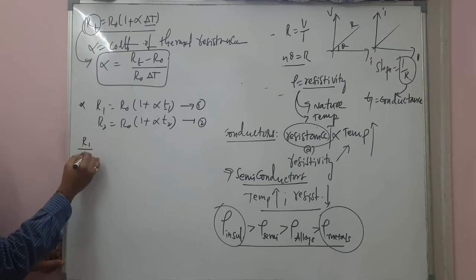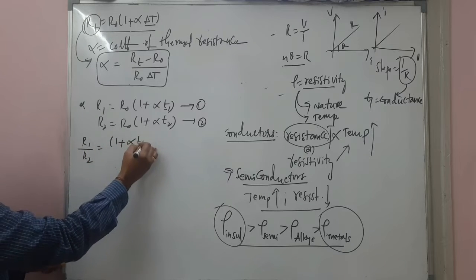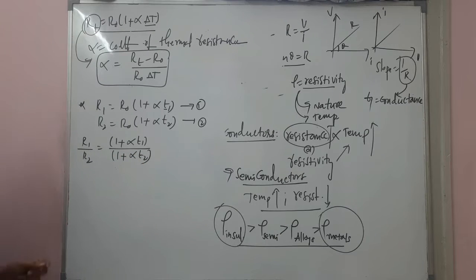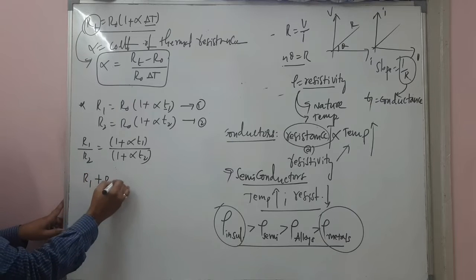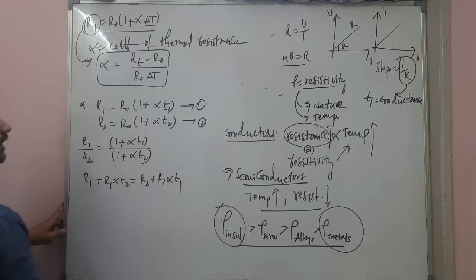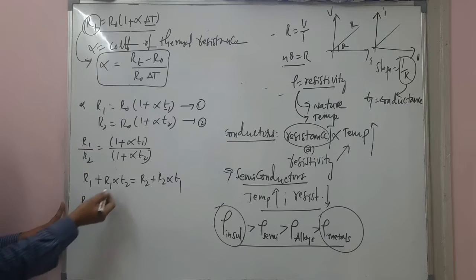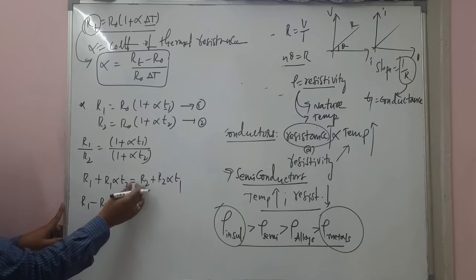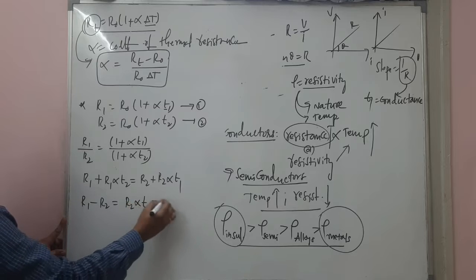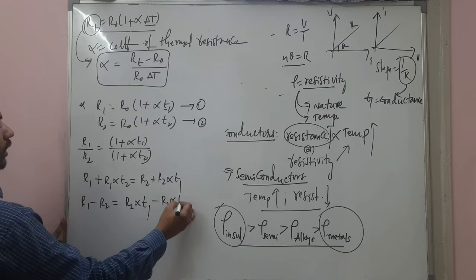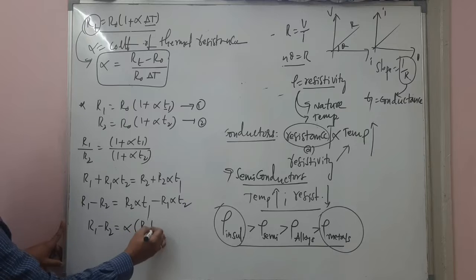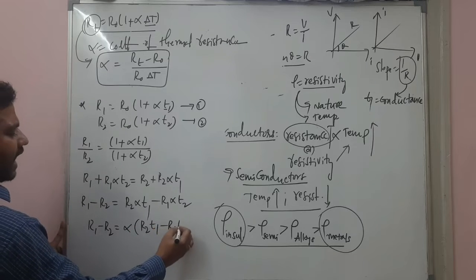So equation 1 divided by 2, if you do it, this will be 1 plus alpha T1 and 1 plus alpha T2. Just cross multiplication you can make here. R1 plus R1 alpha T2 is equal to R2 plus R2 alpha T1. Okay, so now what can I write here? R1 minus R2, this minus R2 comes here. And the rest of the things, R2 alpha T1 minus R1 alpha T2. So R1 minus R2 is equal to alpha, if you take common, R2 T1 minus R1 T2.